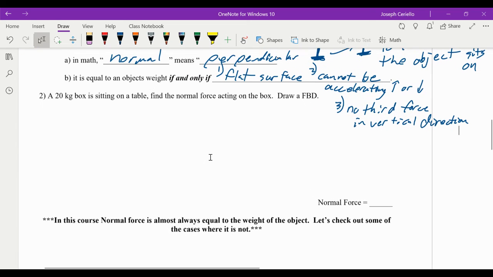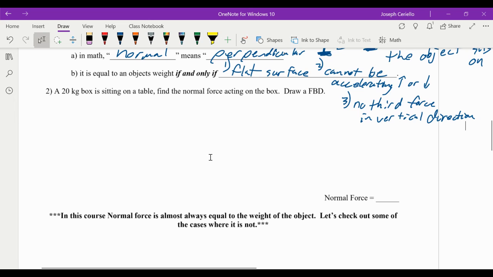All right. So in number 2 here, it says we have a 20 kilogram box sitting on a table. Find the normal force acting on the box. We can start with a free body diagram. So here we go. We have normal force acting up on the box. That's what stops it from hitting the ground and falling to the center of the earth. And going down, as always, we have the weight, which is equal to negative mg. In this case, m is 20 and g is 9.8, so that's 196 newtons.